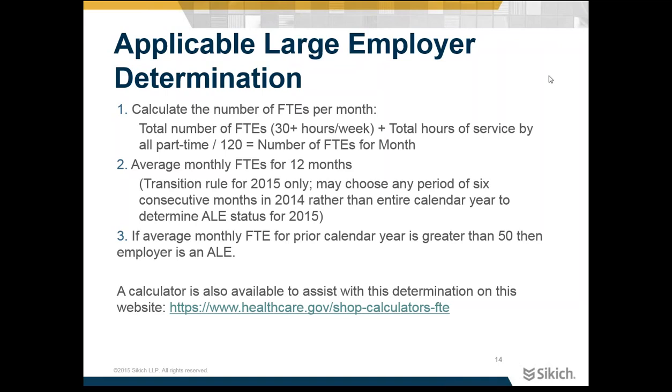And I mentioned again this transition rule where you could take a look at a 6-month period versus a 12-month period. And at the end of the day, if the answer to your number at the bottom is more than 50, then you're going to be an applicable large employer for the following year. So you'll want to do this calculation for those of you who are on the borderline of knowing whether or not you have 50 in order to make that determination.